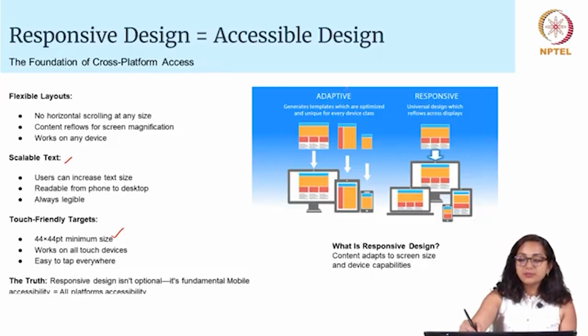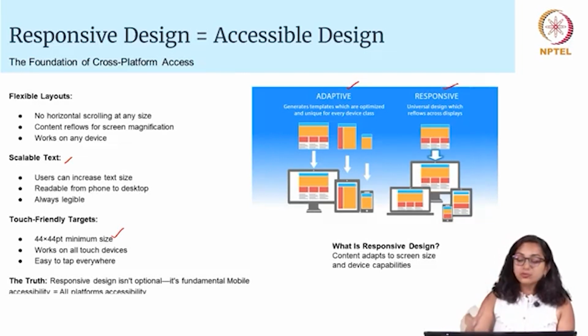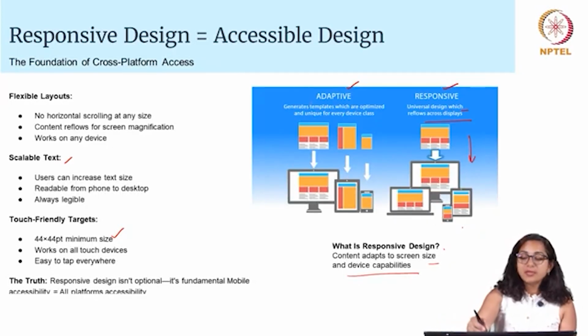So let us come to this image and let us try to understand what is the meaning of responsive and adaptive. Both are accessible. So in a responsive design, content adapts to screen size and device capabilities. So if you see, universal design which reflows across displays. And then here the adaptive design is generate templates which are optimized and unique for each device class. So basically the layout is also changing.